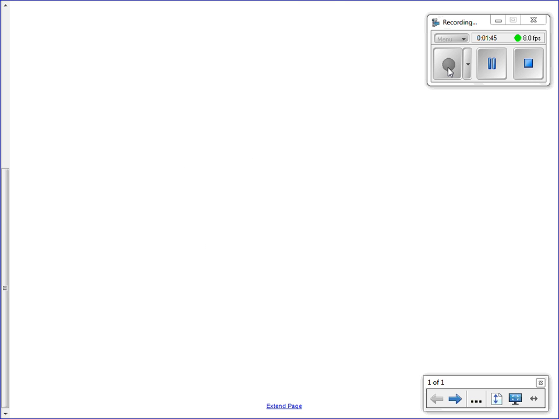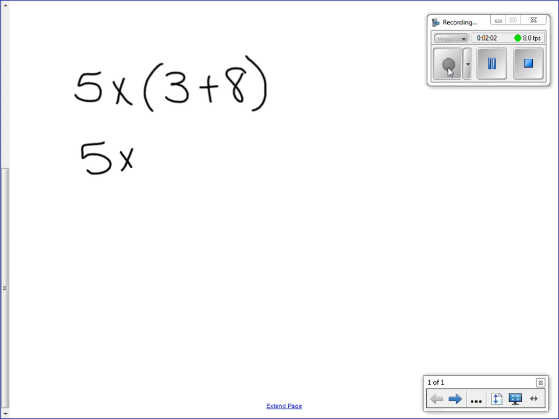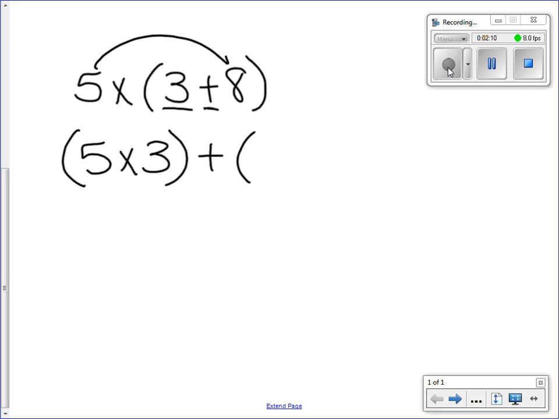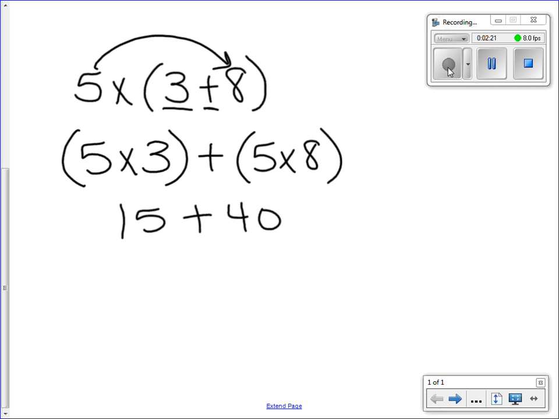Distributive is when we just kind of move things around a little bit differently. So if I said 5 times 3 plus 8, I'm going to redistribute this where I'm going to do 5 times the 3, then I'm going to use my plus sign, and then I'm also going to multiply the 5 times the 8. 5 times 3 is 15, plus 5 times 8 is 40, so 15 plus 40 is 55. So that is the distributive property.